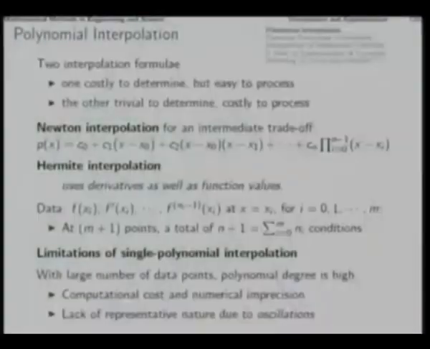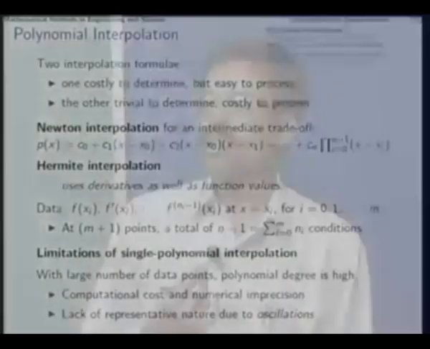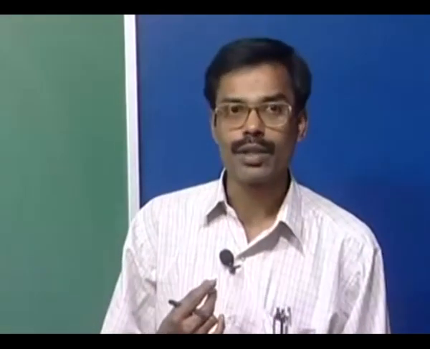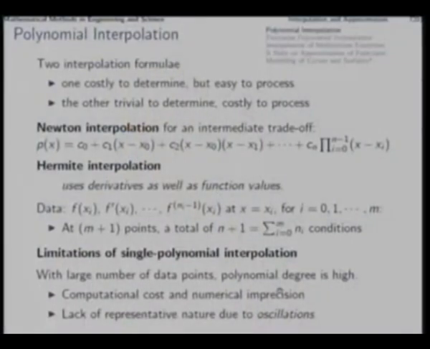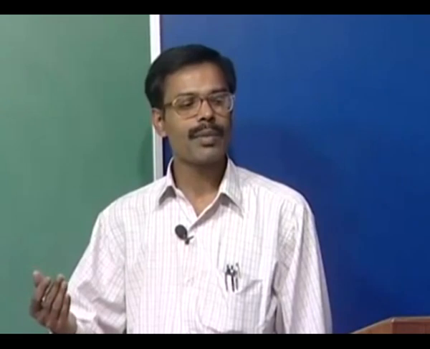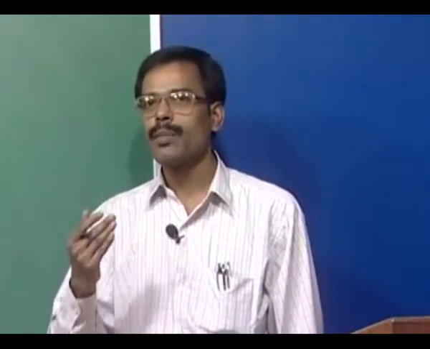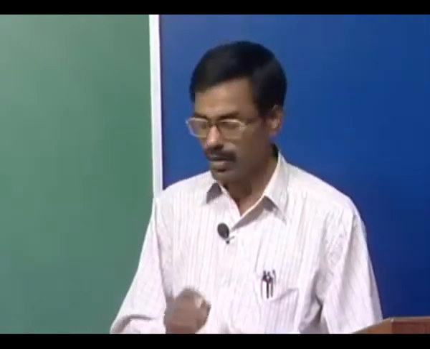But then there are very strong objections to high degree polynomials as function representations. One is of course the computational cost and numerical imprecision, that is you will have to solve a 12 by 12 system of equations and that may be ill conditioned. So, that may lead to computational cost and numerical imprecision, but this is a minor objection. The major objection is that the high degree polynomials sometimes fail in their prime duty to represent the function well.